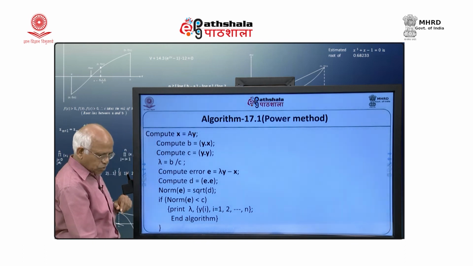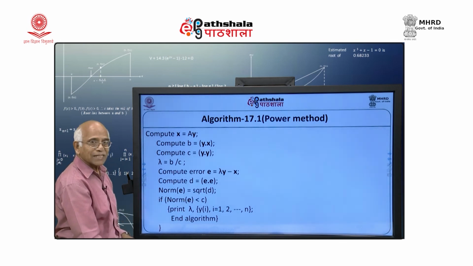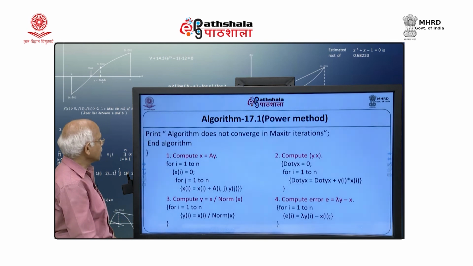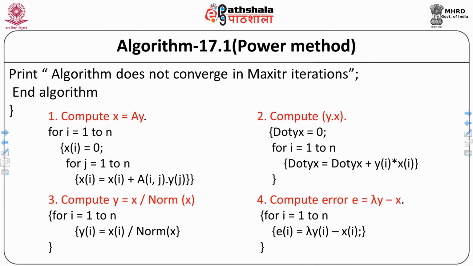Suppose this never happens up to the maximum number of iterations, then we print that the algorithm does not converge in max iter iterations, and we end the algorithm artificially.